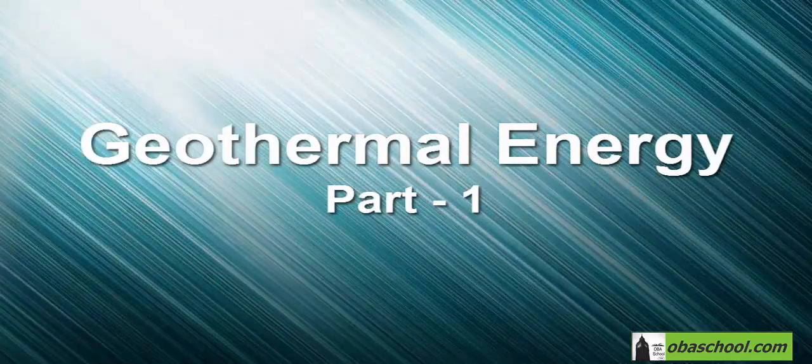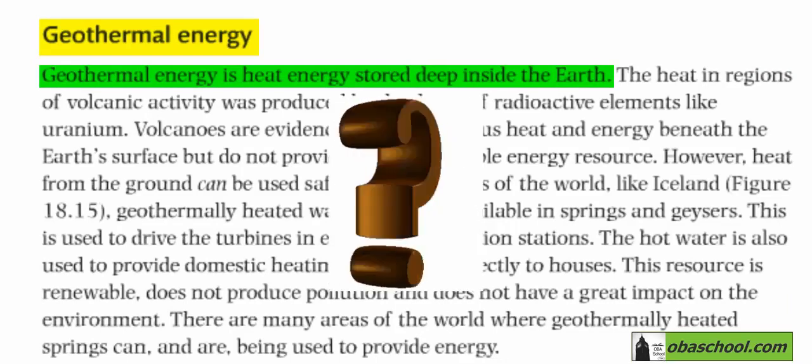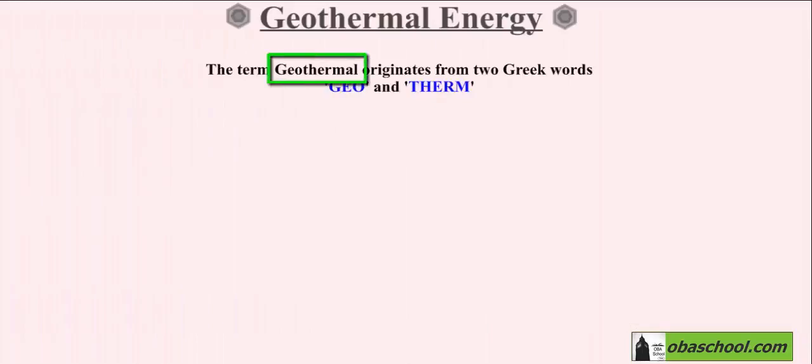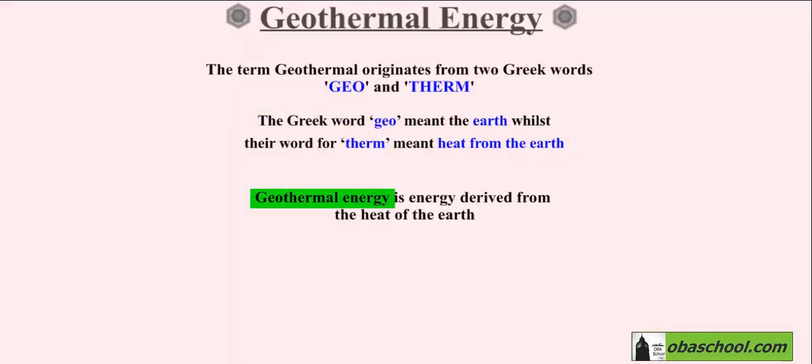Geothermal Energy Part 1. Geothermal energy is heat energy stored deep inside the earth. So, how do we get geothermal energy? The term geothermal originates from two Greek words, geo and therm. The Greek word geo means the earth, whilst the word therm means heat from the earth. Geothermal energy is energy derived from the heat of the earth.